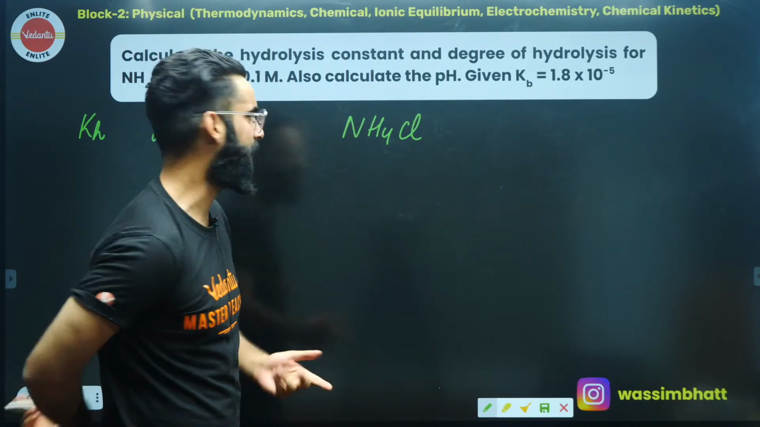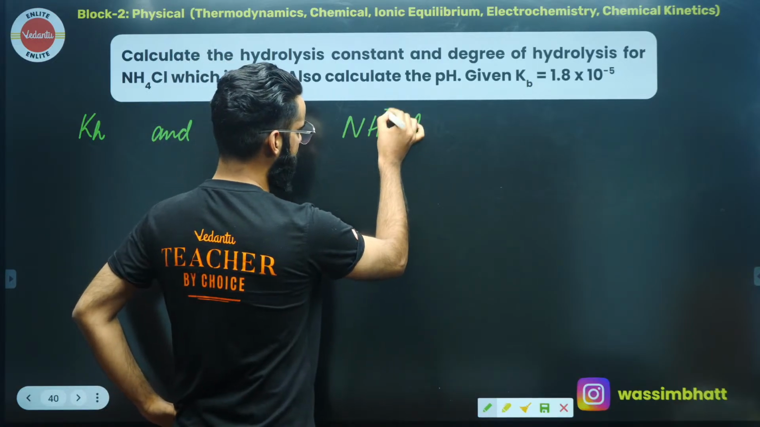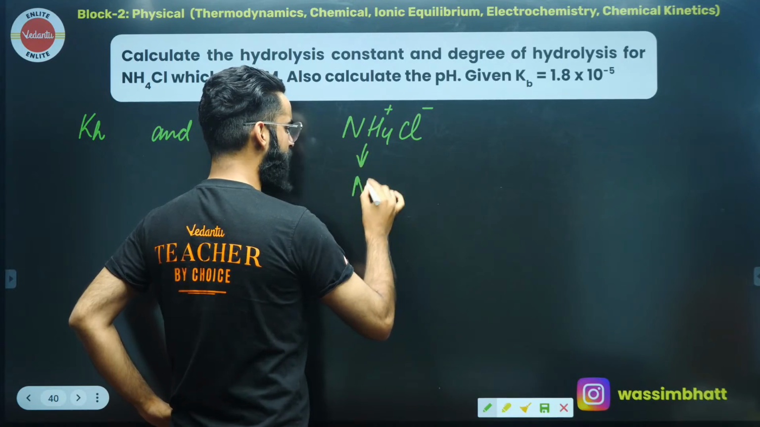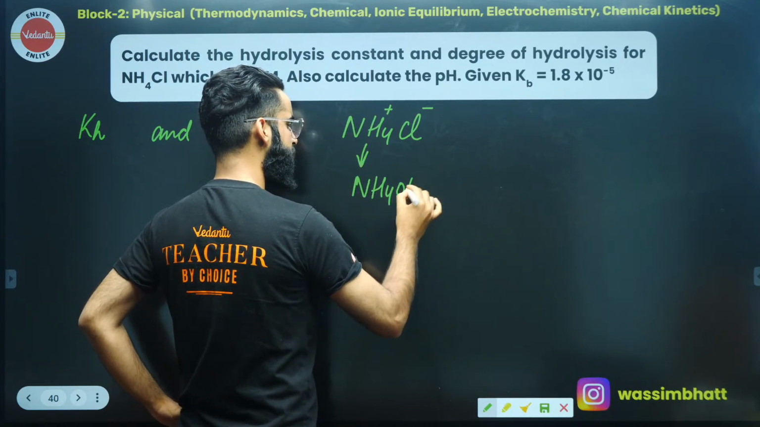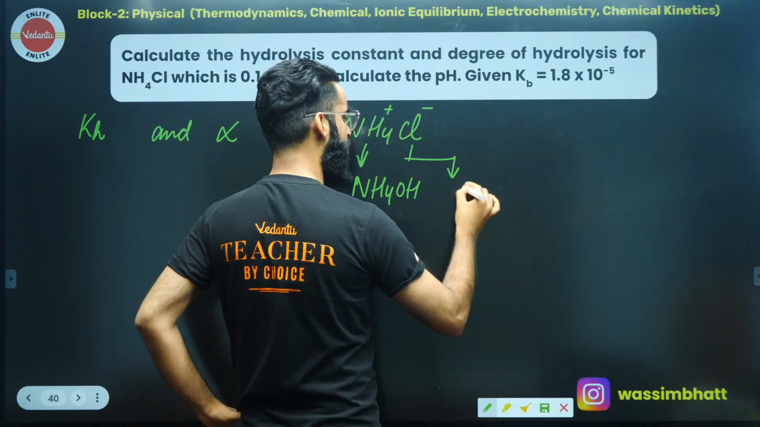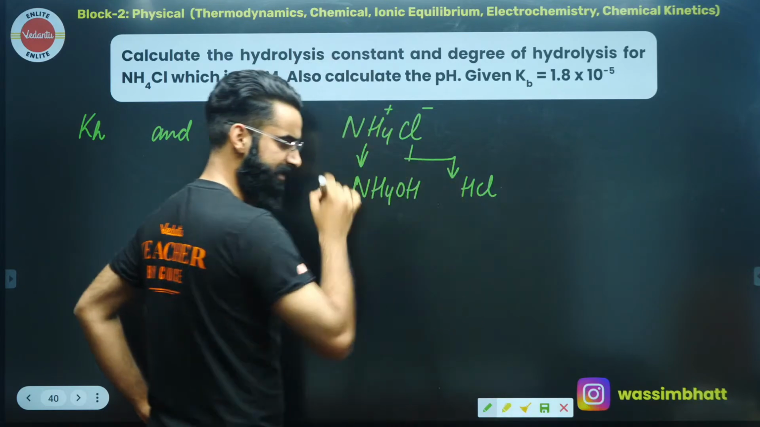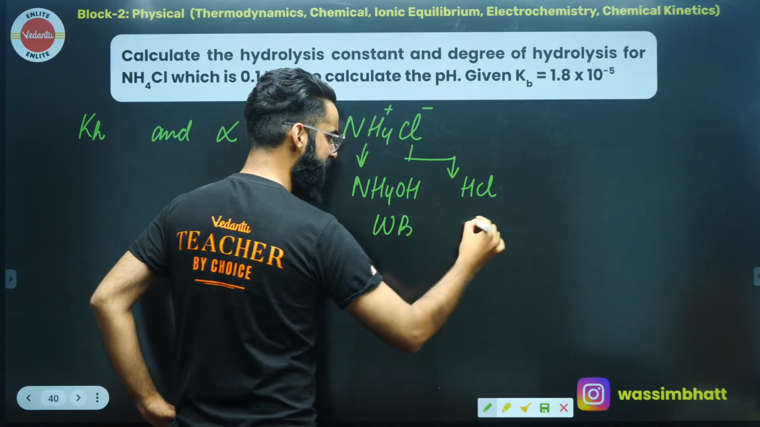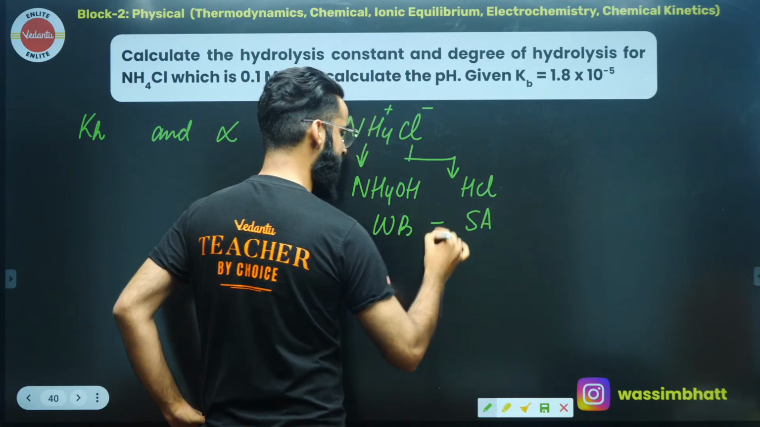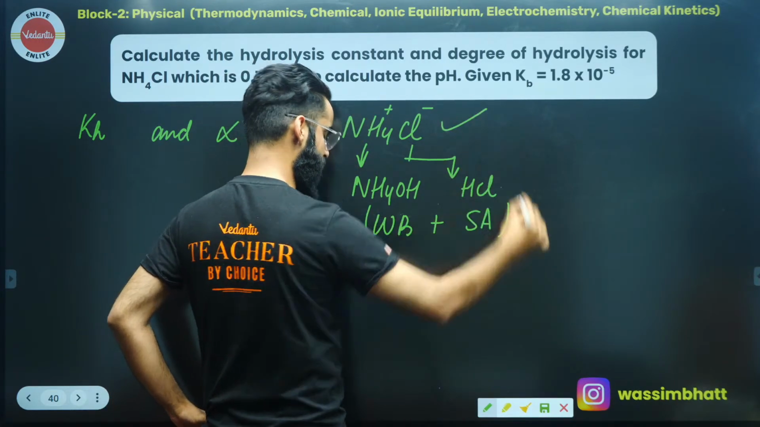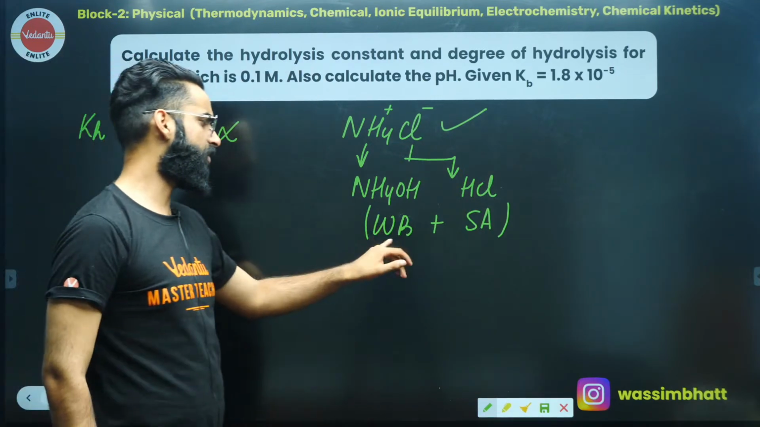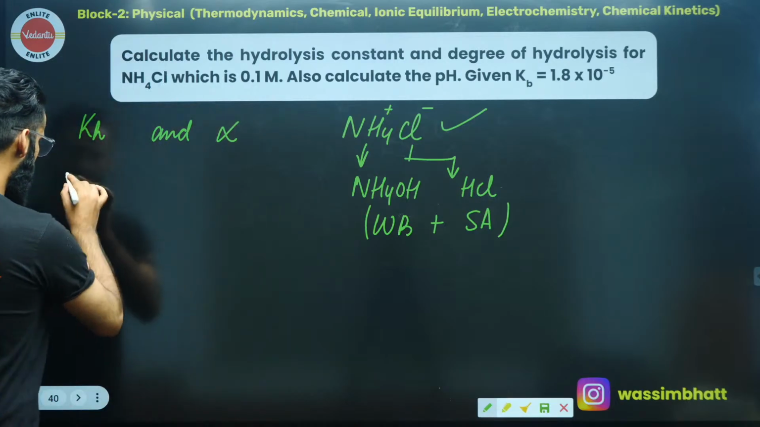And how do we identify it? You have two types of ions over here, NH4 positive and Cl negative. Can I say NH4 positive would have come from NH4OH? Can I say this Cl negative would have come from HCl? Now NH4OH is basically a weak base. HCl is a strong acid. So can I say the salt which I have taken into consideration is a salt of a weak base and a strong acid, right?